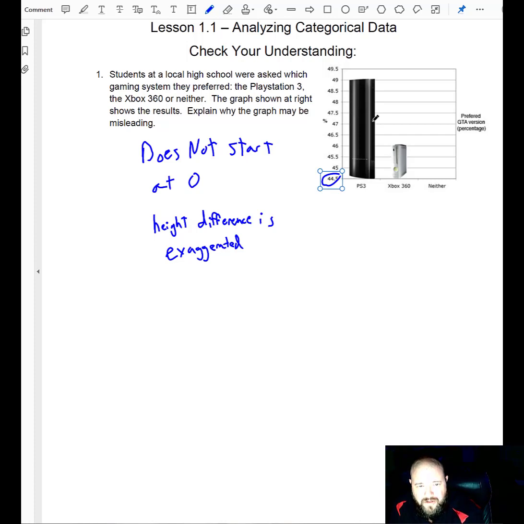This PS3 looks huge compared to this Xbox 360, and it doesn't even start at 0, so it didn't show you the true difference according to the heights they were going off of. So the big thing to take from that is looking at 0. It's a very common question they like to ask, and they'll actually not really ask, but try to get you to figure it out.